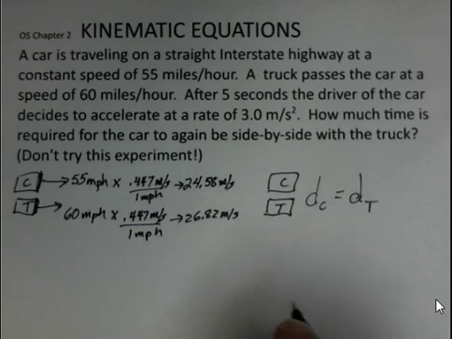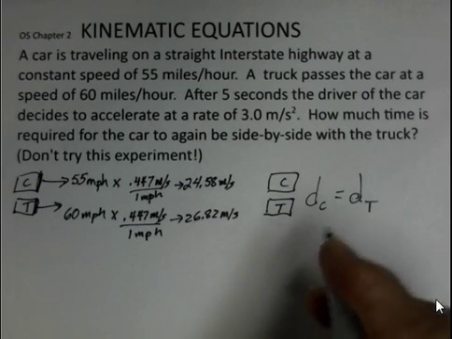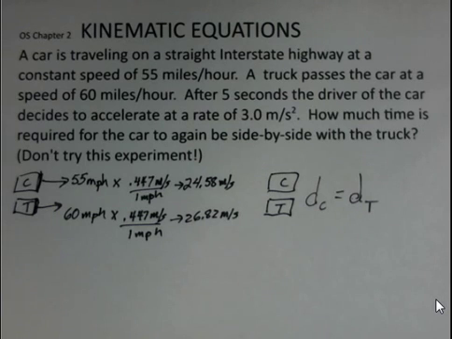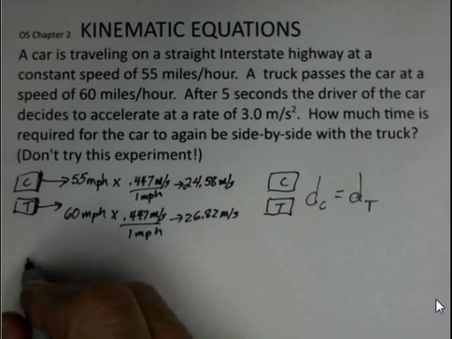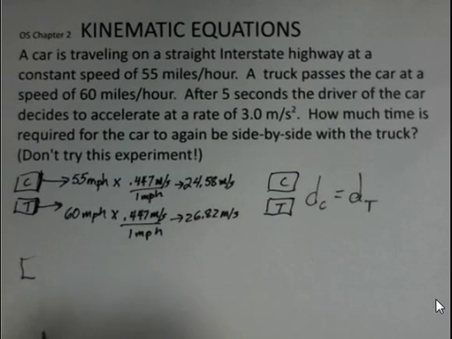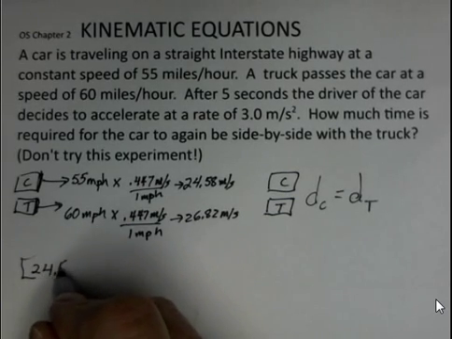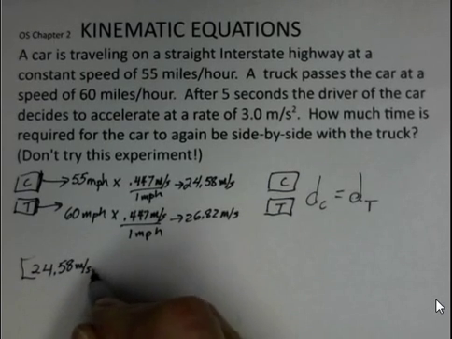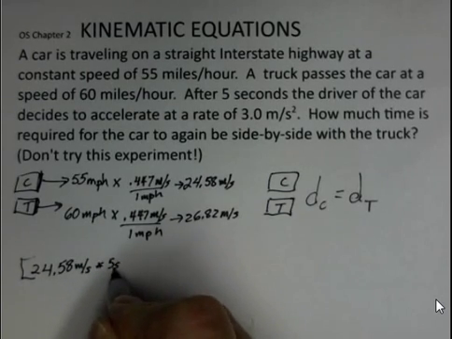We do not know the final velocity of the car, so we have to be careful about how many unknowns we put into our equations. We probably should avoid the kinematic equation that has final velocity and not use that for the car calculation. But let's go ahead and do this. How could we calculate the distance the car travels? Well, we can do it in two steps. We've got the 5 seconds of motion. We're going 24.58 meters per second for 5 seconds.